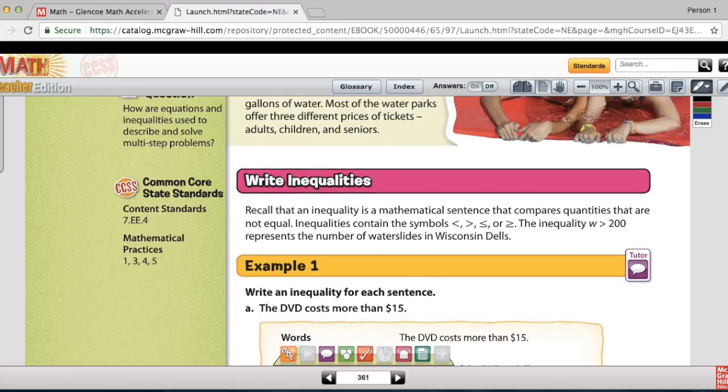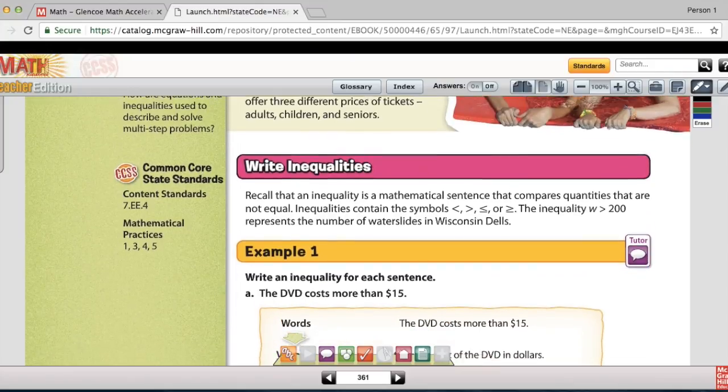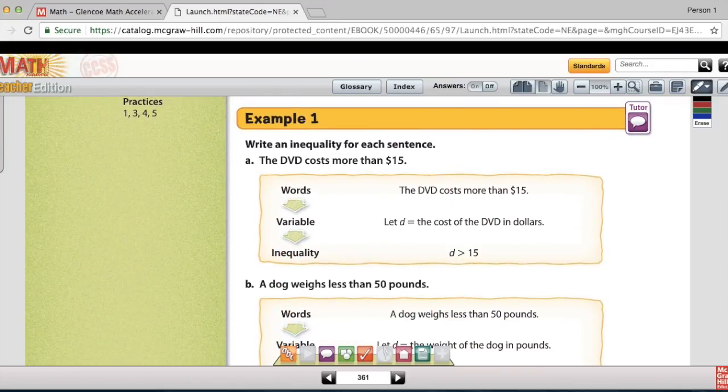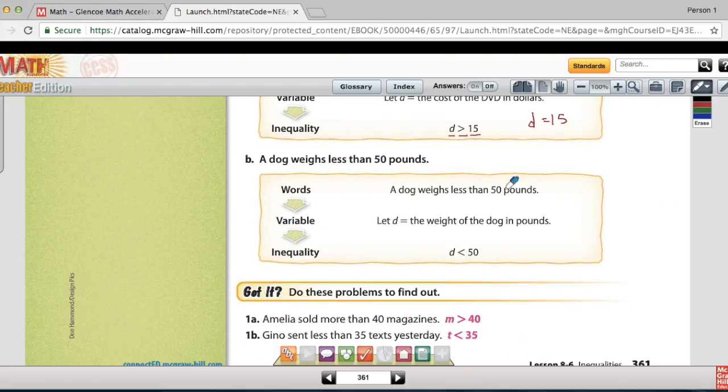So let's take a look at the lesson at 8.6. Example 1, DVD costs more than $15. If it said the DVD costs $15, it would be D equals 15. But more than is the greater than sign that we're going to use for the inequality sign. A dog weighs less than 50 pounds. Less than 50. If the dog weighed 50 pounds, it would be D equals 50, but it's less than 50.